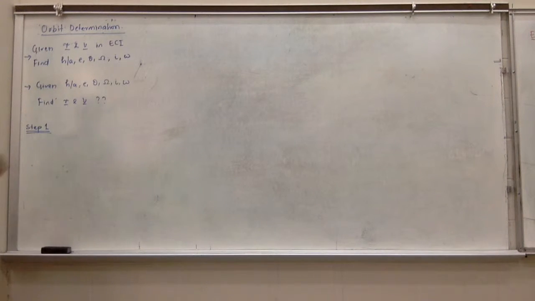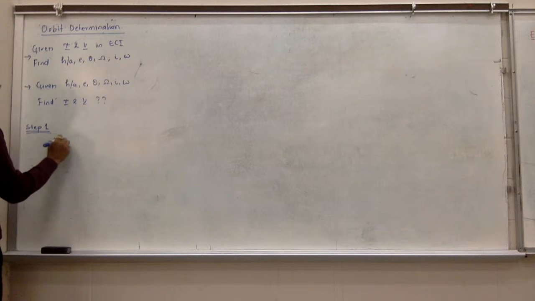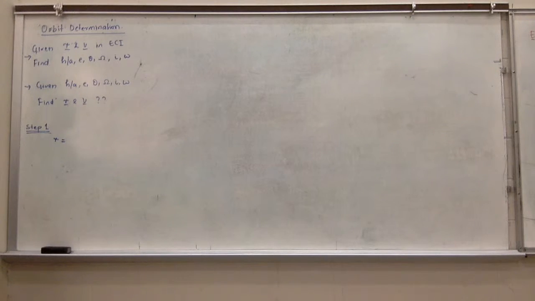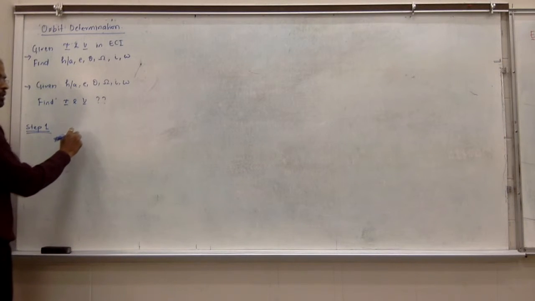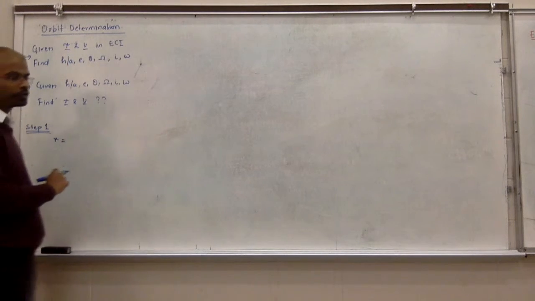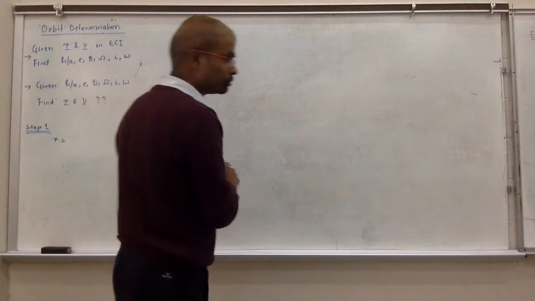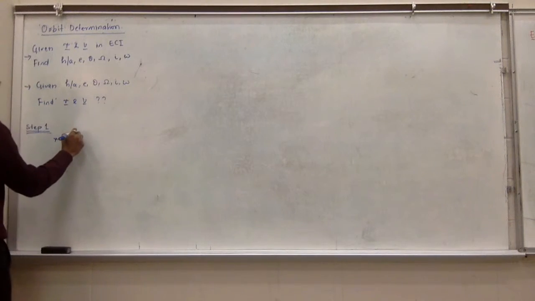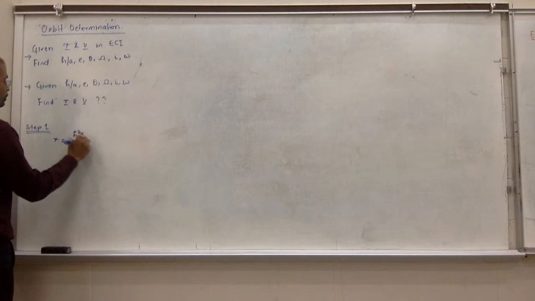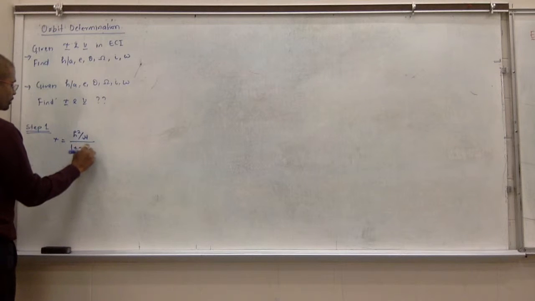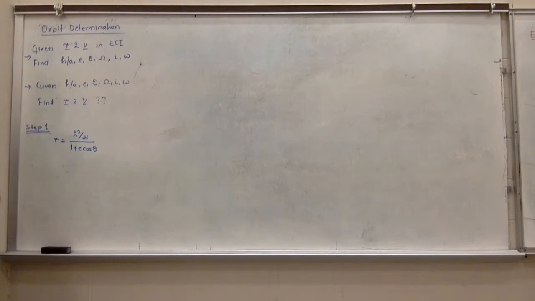Now what you can do is, what is this R? How do you express this R? H over mu, H squared over mu, not H over mu. You have H squared over mu divided by 1 plus e cosine theta. What do you know in this? You know H. What is H or A? What does that mean? H or A.